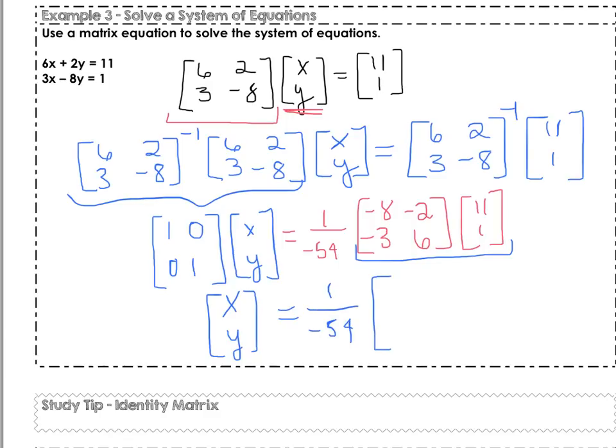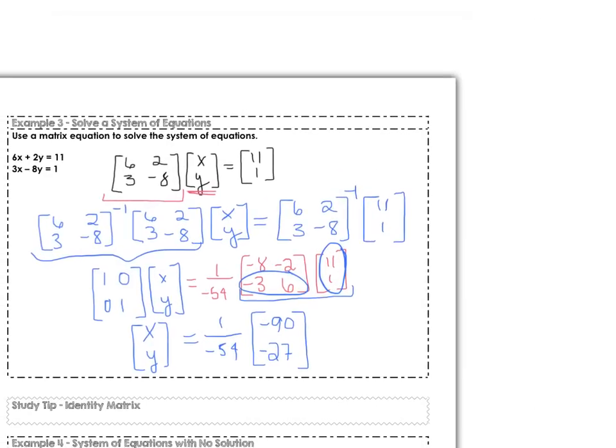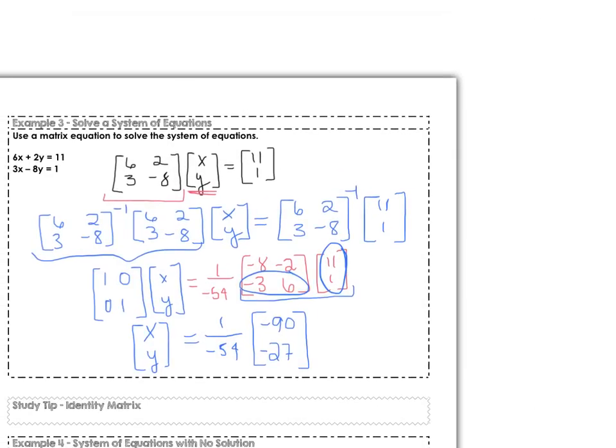So here we go. Negative 8 times 11 plus negative 2 times 1, that gets me negative 90. Now we're going to do row 2 times column 1, negative 3 times 11 plus 6 times 1. That gets me negative 27. Hopefully you're remembering your scalars. So now we're going to distribute in our 1 over negative 54, aka just divide everything by negative 54 here.